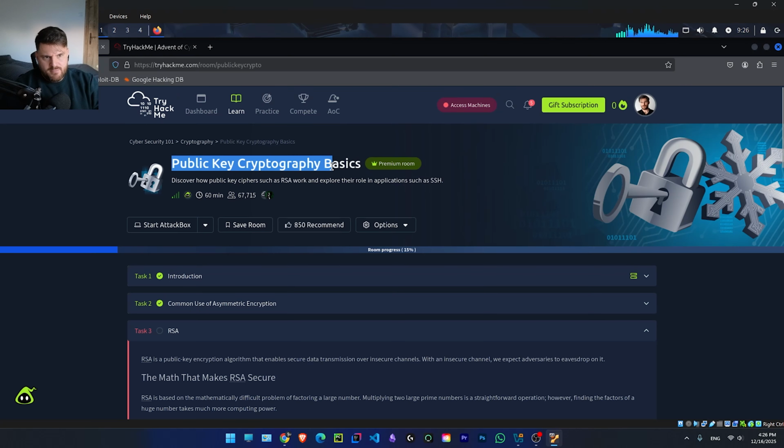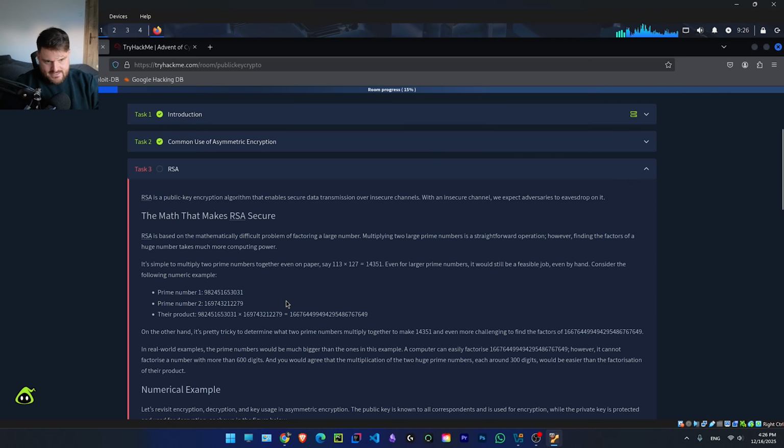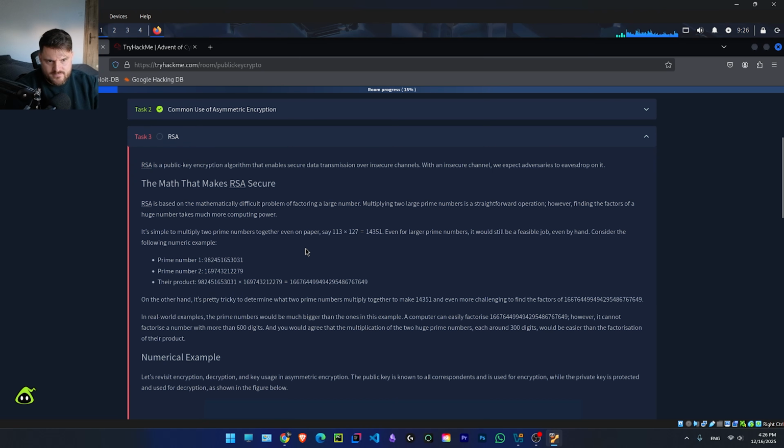Task number 3 in public key cryptography basics: RSA. RSA is a public key encryption algorithm that enables secure data transmission over insecure channels. With an insecure channel, we expect adversaries to eavesdrop on it. The math that makes RSA secure.